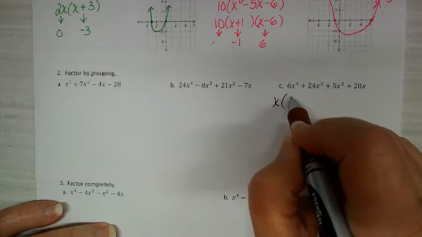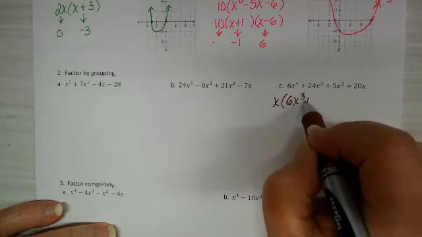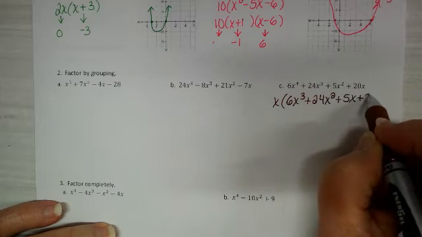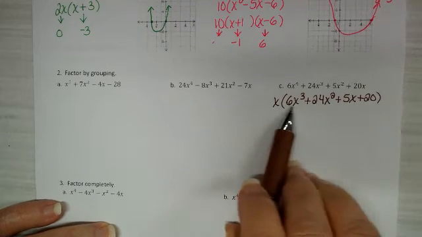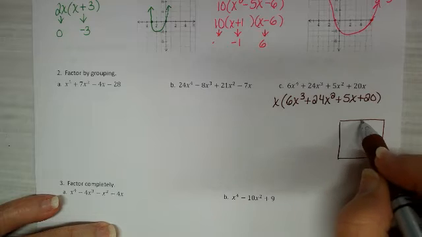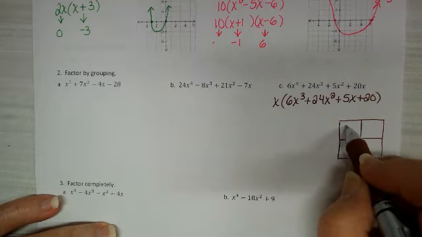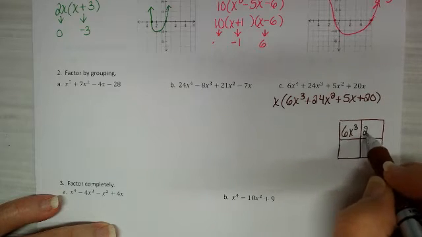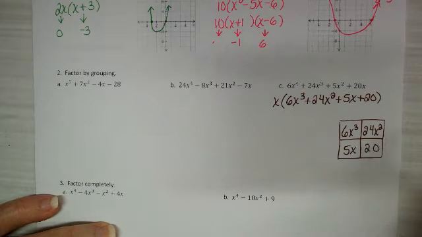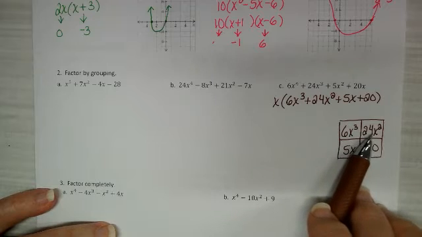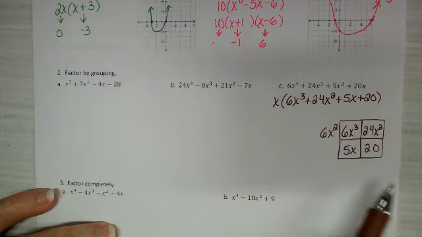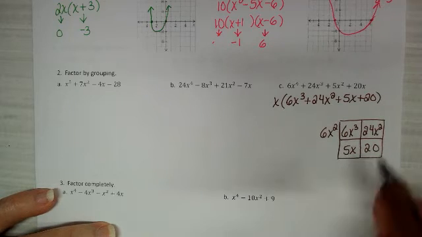So I'm going to take out an x, and that'll leave me with 6x to the third plus 24x squared plus 5x plus 20. Now these are the numbers I'm going to put in my box now that I've factored out that GCF. So here goes. Let's see what we've got. 6x to the third, 24x squared, 5x, and 20. So what do these two have in common? 6x squared. What do these two, the 5x and the 20, have in common?